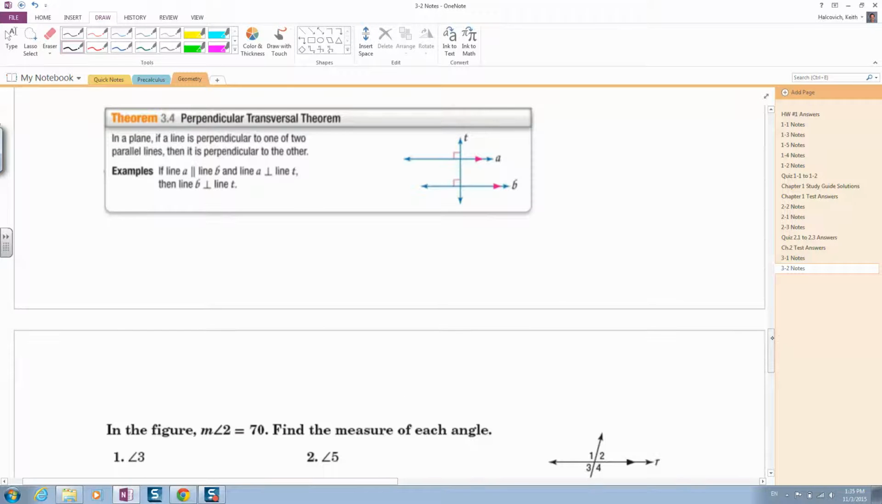All right, the last theorem is the perpendicular transversal theorem, which basically says if a line A is parallel to line B and line A is perpendicular to line T, then B and T are perpendicular. So basically, if two lines are parallel and a line is perpendicular to one of them, it is also perpendicular to the other one.